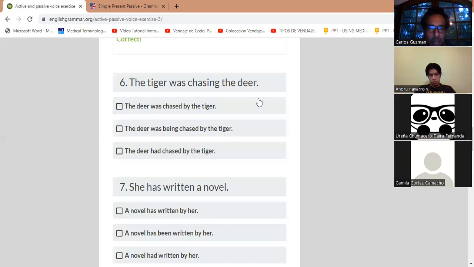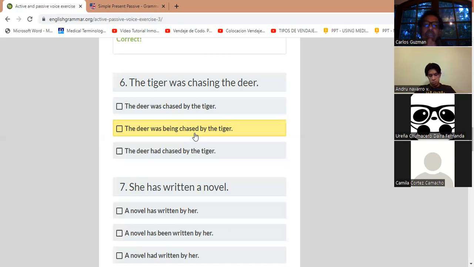Okay, because maybe. So, el tigre fue perseguido por los renos. Los renos. Solo, el tigre estaba persiguiendo a los renos. Los renos fueron perseguidos. Estaban siendo perseguidos, tendríamos que decir. The tiger was chasing the deer. The deer was being chased by the tiger.